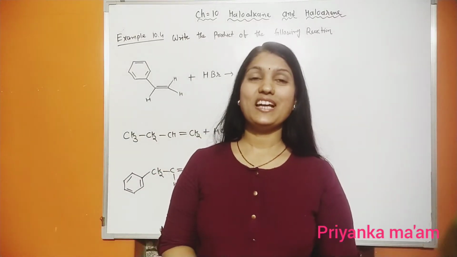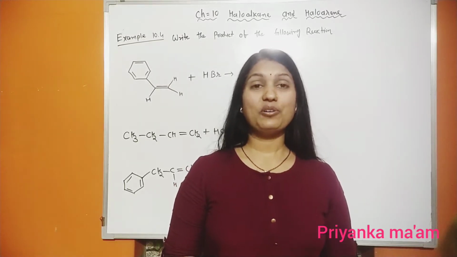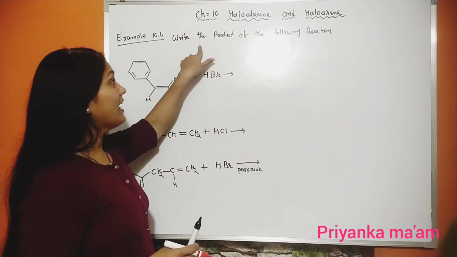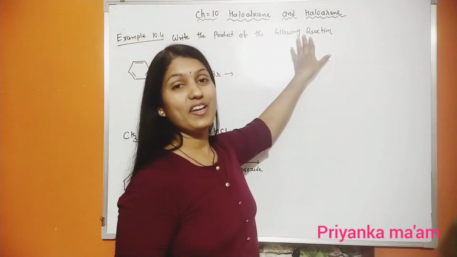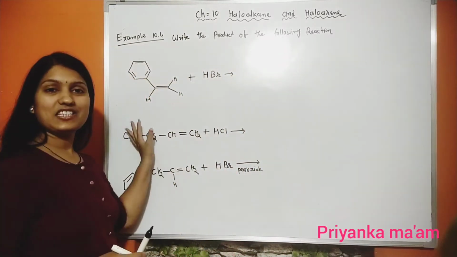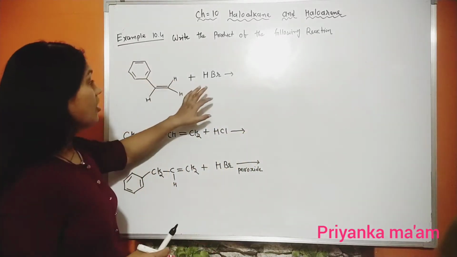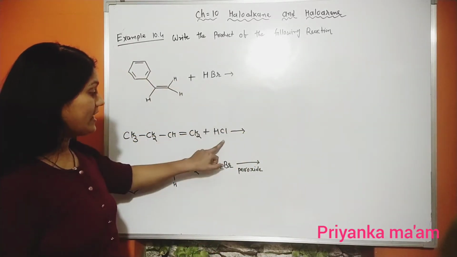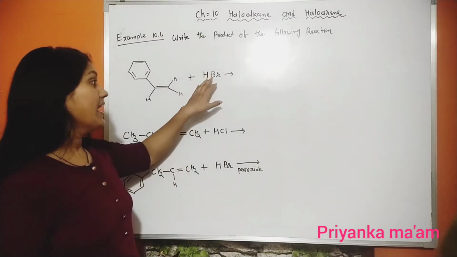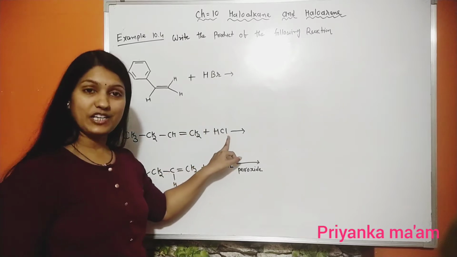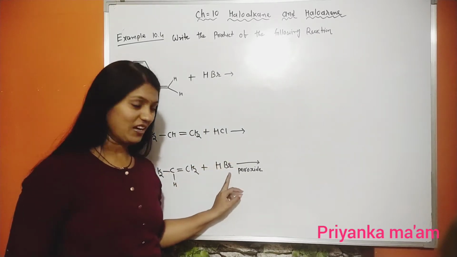Dear students, we are learning chapter number 10 and today we are doing example 10.4. Write the product of following reaction. This reaction is given and we have to write its product. All these react with HBr, HCl, HBr. HBr means hydrogen attached with halogen.